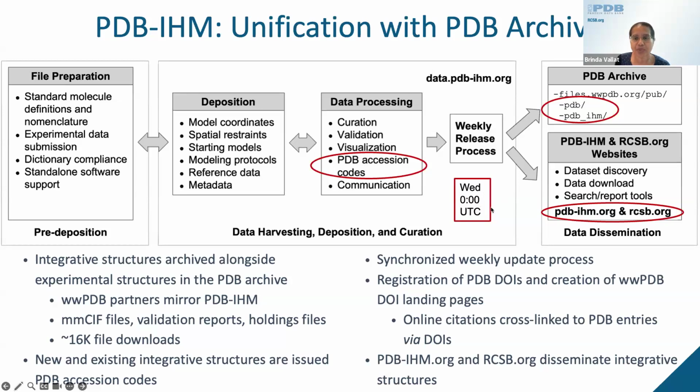We also have a synchronized weekly update process where integrative structures are updated and released along with experimental PDB structures at 0 UTC on Wednesdays. Along with the weekly update process, new PDB-IHM entries receive digital object identifiers, which allow online versions of primary publications to be cross-linked to the entries in the PDB archive via these digital object identifiers. Simultaneously, both the PDB-IHM website and the RCSB.org website are also updated with new entries that are released or updated weekly.